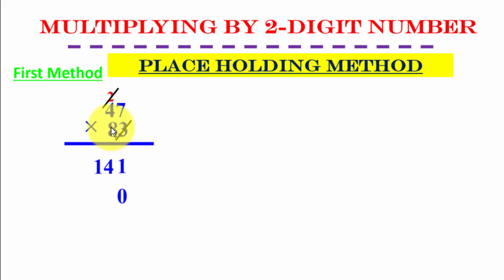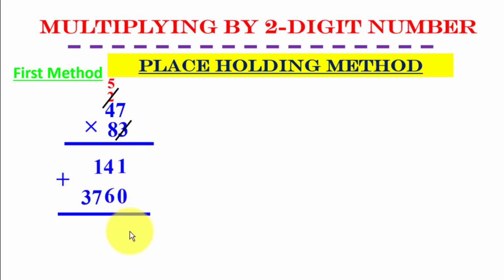Go to tens place. 8 times 7 equals 56. Write 6 and keep 5. Now 8 times 4 equals 32. 32 plus 5 equals 37. Now we can add the two products. Write a line and add.